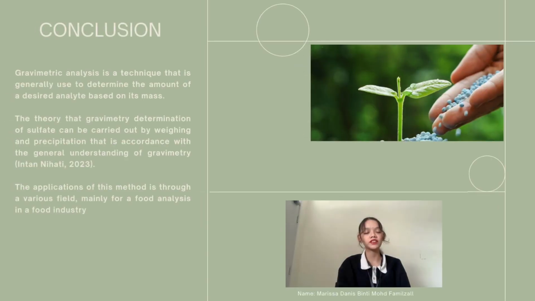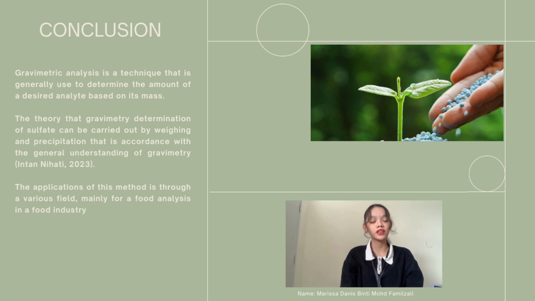In conclusion, gravimetric analysis is a powerful method that is often used to determine the amount of a desired analyte based on its mass, including the amount of sulfur in a fertilizer. Based on a journal by Dania in 2023, she mentioned that the theory of gravimetric analysis of sulfate can be carried out by weighing and precipitation, which is in accordance with the general understanding of gravimetry, a way to analyze a substance by weighing and precipitation. This method is suitable for use in various fields, including environmental monitoring, industrial process control, and is widely used in the food industry.